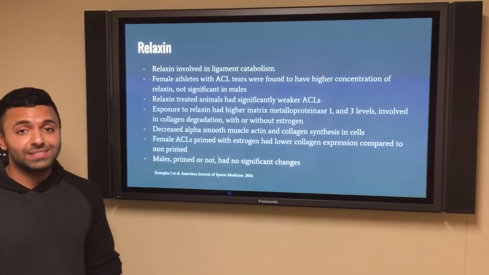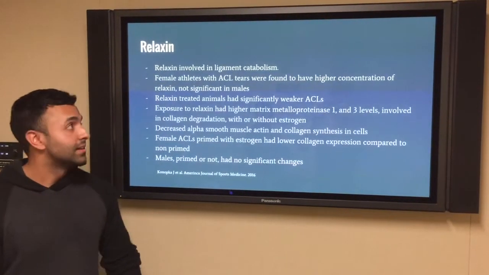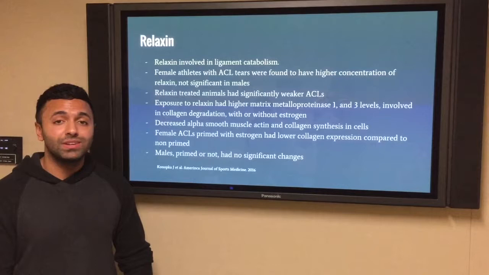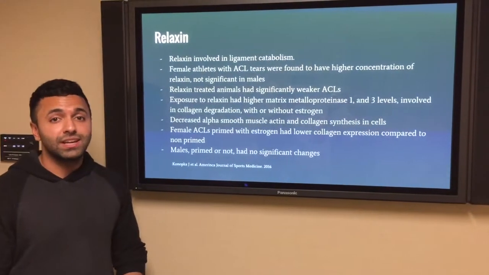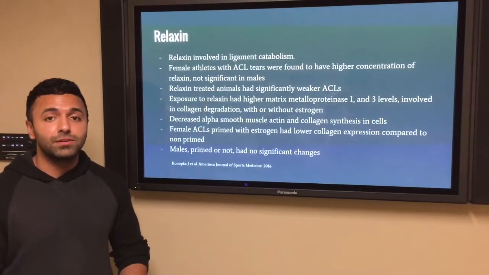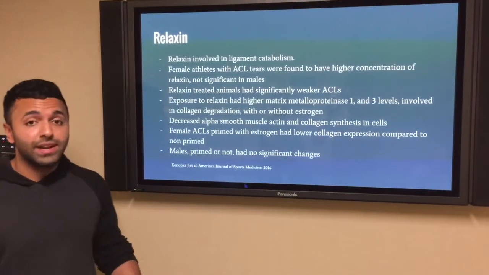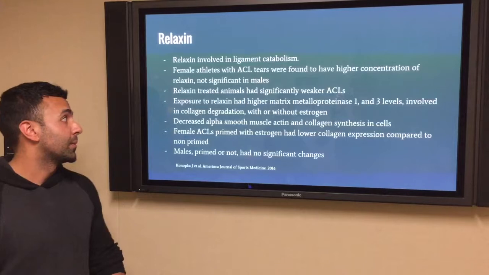Another hormone involved in the differences that might not be so obvious is relaxin. Relaxin is a hormone that's actually involved in ligament catabolism. It was found that females with ACL tears actually had a higher concentration of relaxin compared to males, and relaxin-treated animals also had significantly weaker ACLs as well.